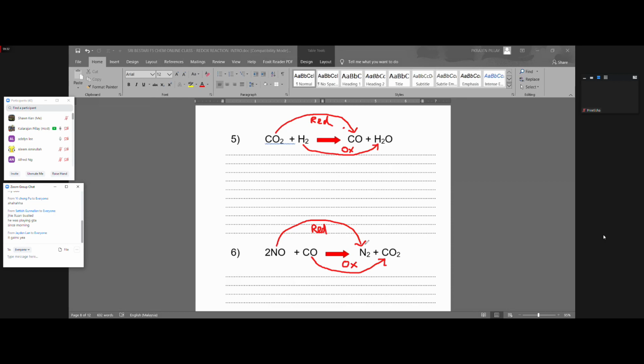Okay. Next one. This is CO. What is this CO called? Carbon monoxide. What's the word? Is oxidized to carbon dioxide because it gains what? It gains oxygen. Okay, very good. Well done. Now, which is your OA?